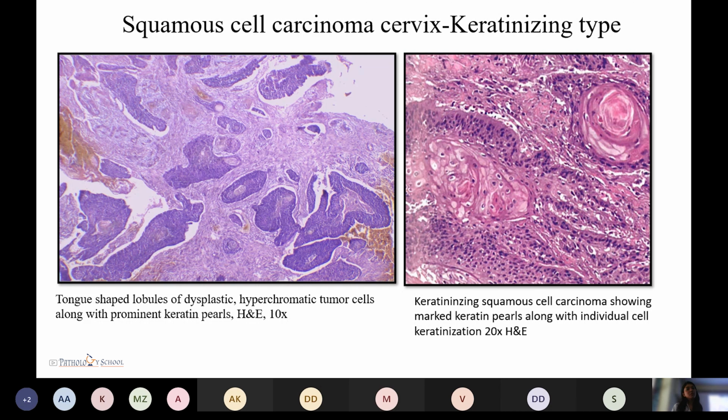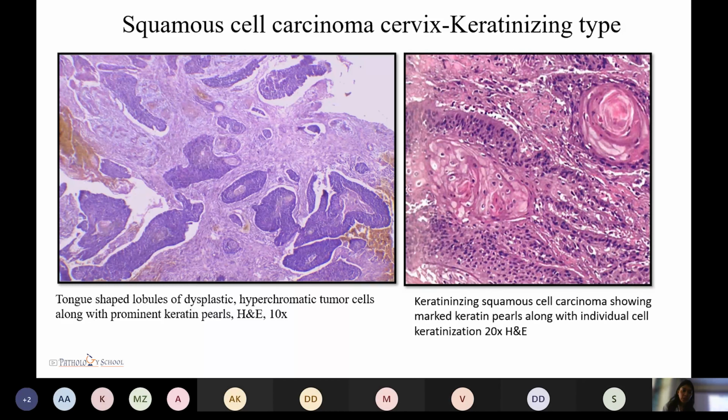So this is what a squamous cell carcinoma of the cervix, keratinizing type, looks like. As we have entered pathology residency, this may be the first tumor that most of us have encountered. We can see those nice large polygonal cells with abundant eosinophilic cytoplasm, prominent nucleoli, intercellular bridges, and individual cell keratinization. All of that is very prominent. And keratin pearls are a signature feature of squamous cell carcinoma, keratinizing type.